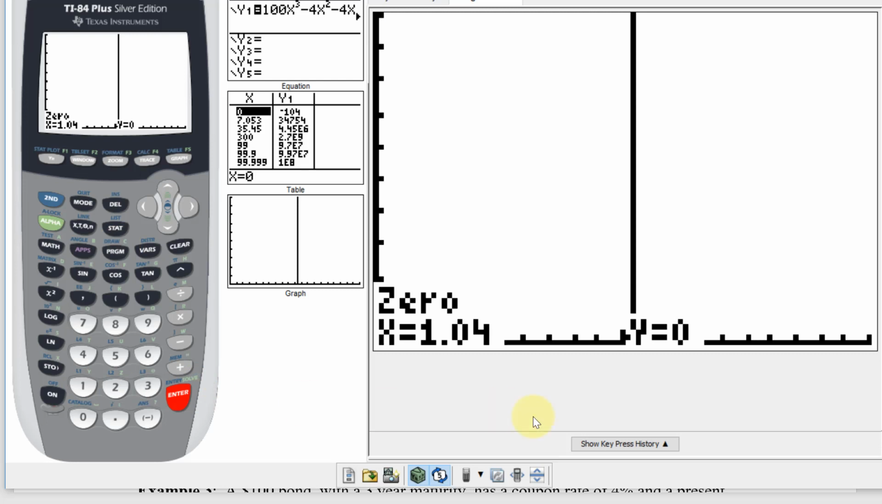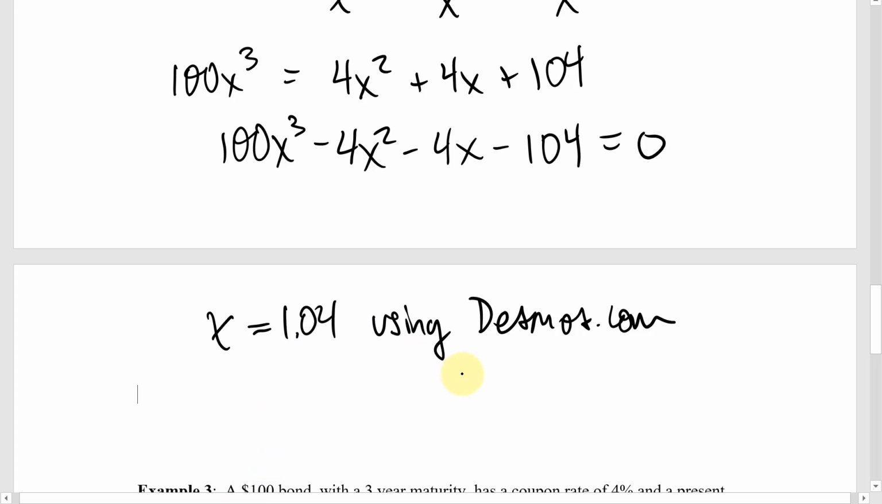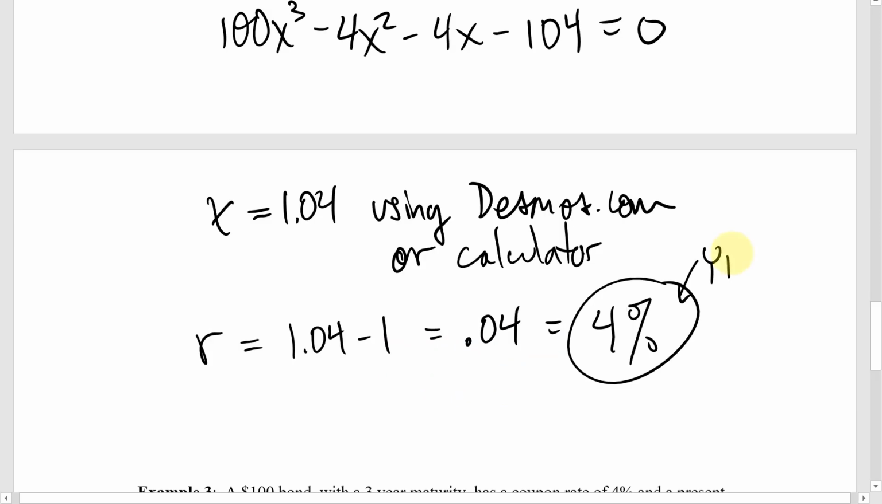I'm sorry, I get 1.04 from Desmos. We got 1.04 with Desmos or calculator. So the yield to maturity is 4%. Actually, if you knew some finance, you might have been able to guess that 4% from the very beginning when I had the face value and market value equal. When that happens, the yield to maturity is actually going to be exactly the same as the coupon rate.